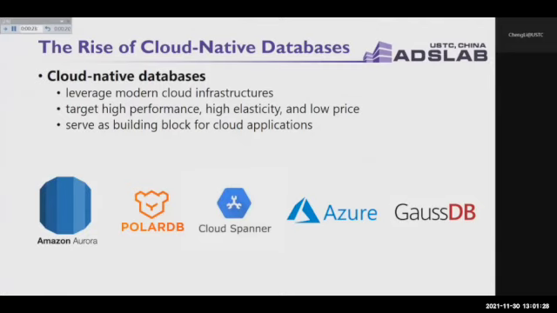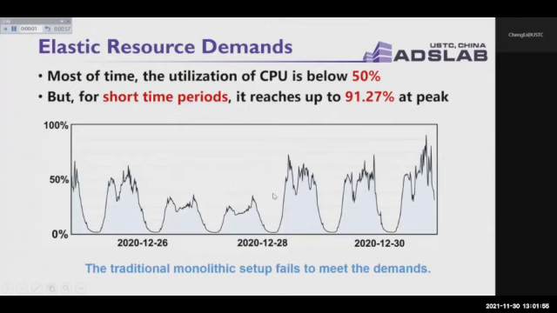Also, because of the rapid development, cloud native databases have now served as the building block for cloud applications. There are a bunch of these cloud native databases, for example, Aurora from Amazon, PolarDB from Alibaba, and Spanner from Google, and so on and so forth. With the rise of the cloud native database, we have some fine-grained measurements to identify the elastic resource demands from these cloud native databases.